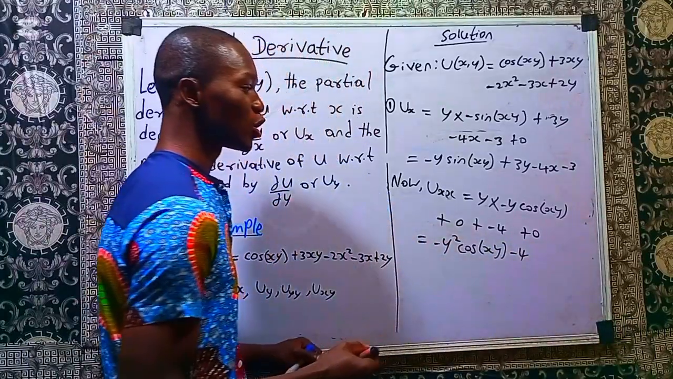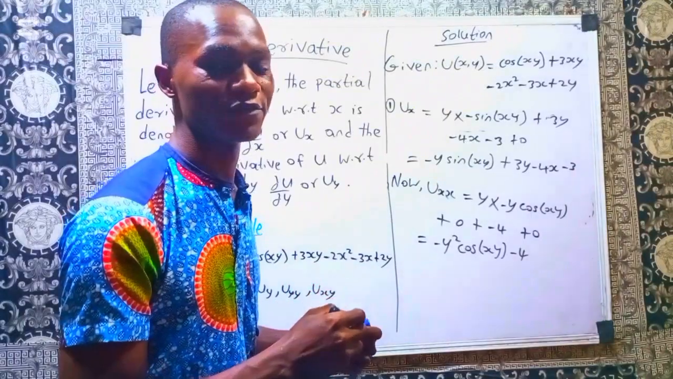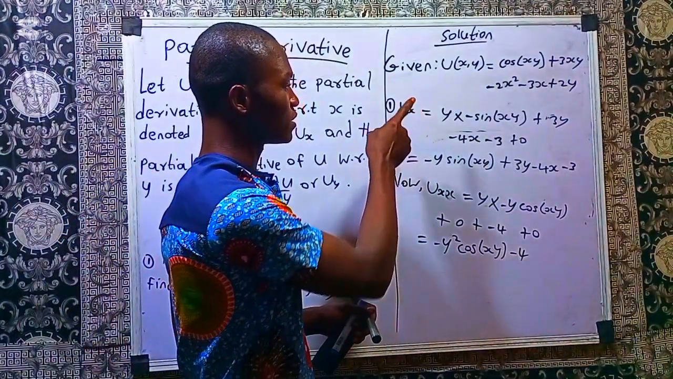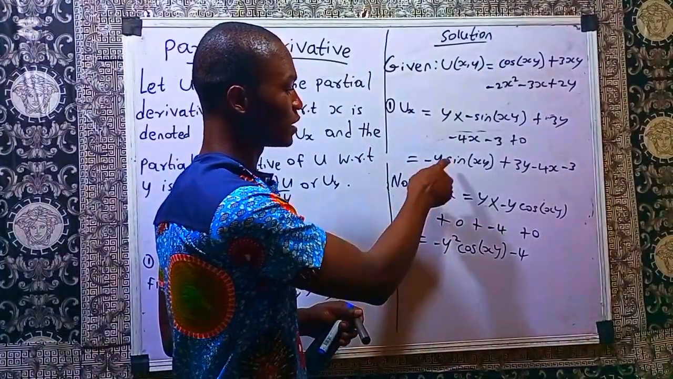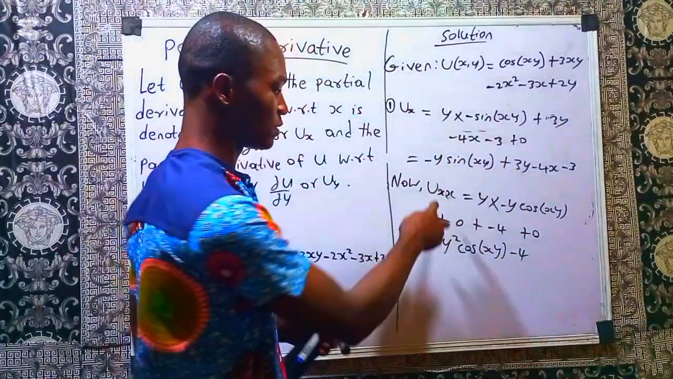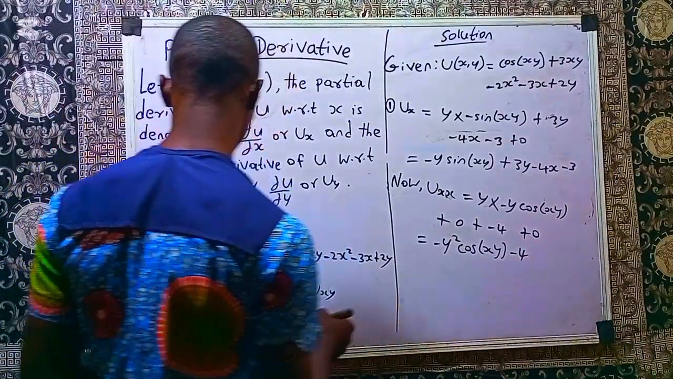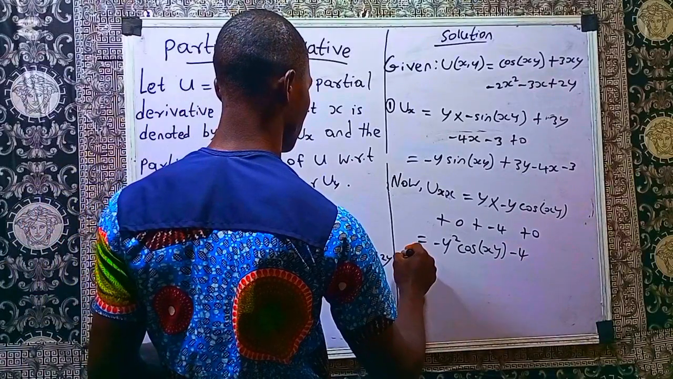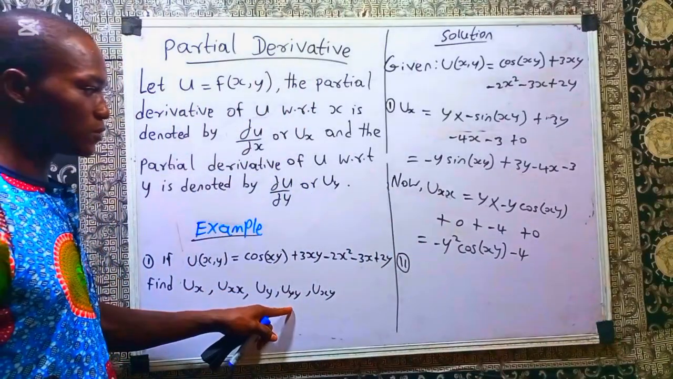So this is the second partial derivative of our function u with respect to x. We differentiated and got the first derivative. This one is the second derivative. We are differentiating the second time. That's the meaning of this. Okay. We are done with that one. Let's look at the next one.